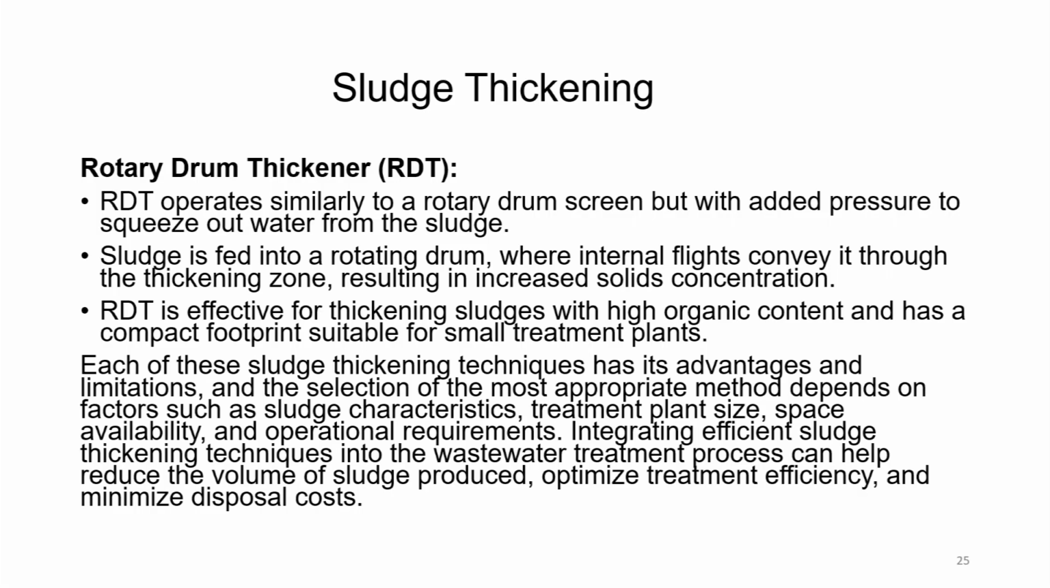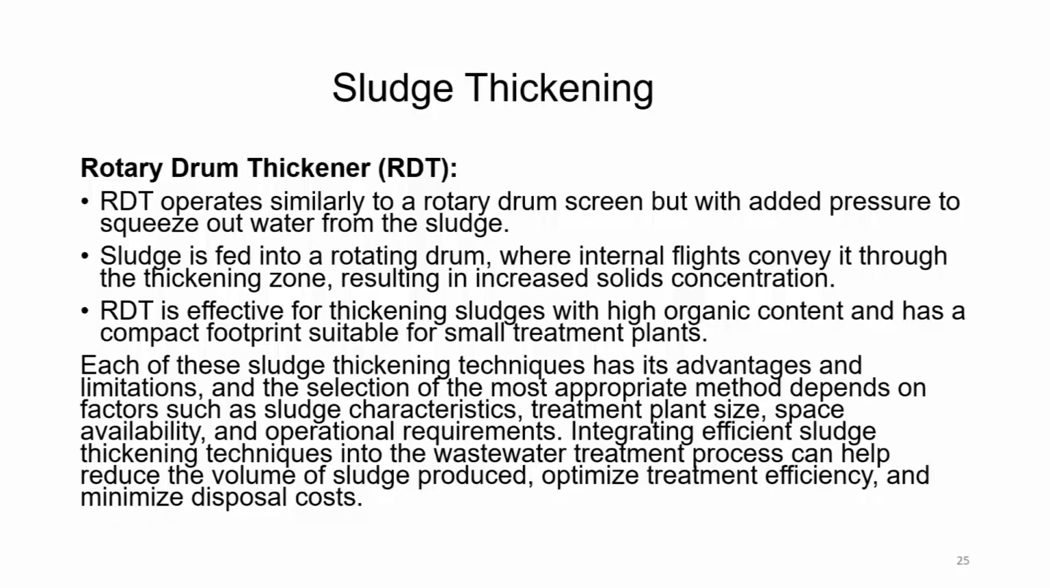Integrating efficient sludge thickening techniques into the wastewater treatment process can help reduce the volume of sludge produced, optimize treatment efficiency, and minimize disposal cost. So, this water has to be removed from the sludge before it can be disposed, and different types of techniques have been developed, whether it is rotary drum thickener or belt press thickener and so on and so forth.